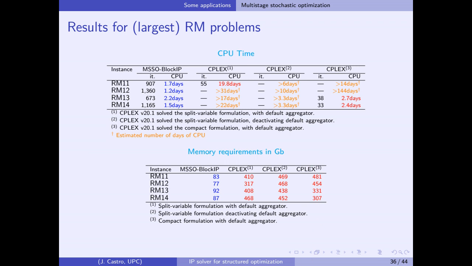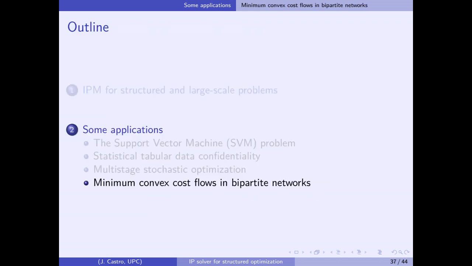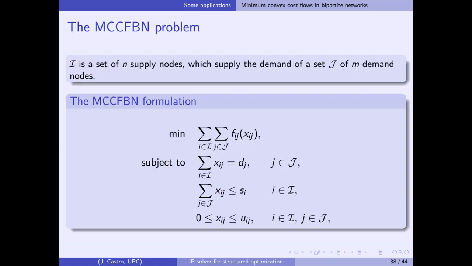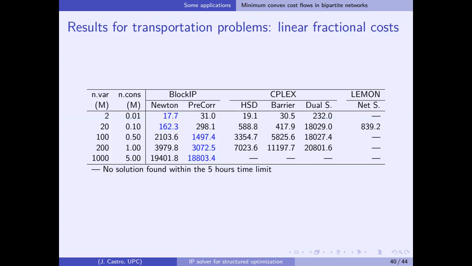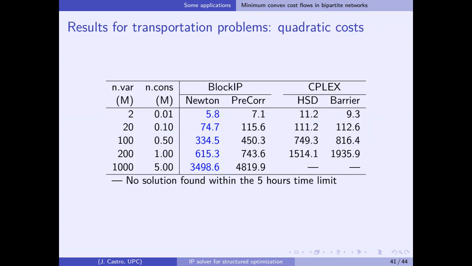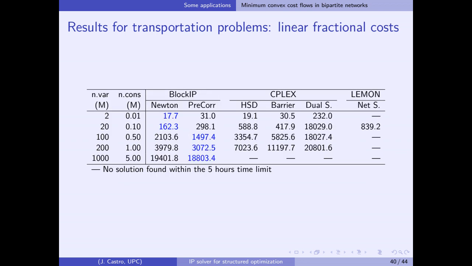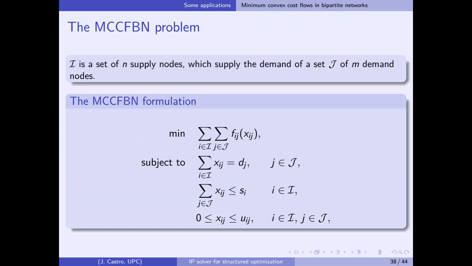And I think that probably I could skip the last application. I don't know. So we have time for some questions. I have another application, which is the optimization of some minimum convex cost flow problems in bipartite networks, but maybe I can skip it. It's only 3 slides. I will skip them. If it's only 3 slides, feel free, please, to present them. We still have some time.